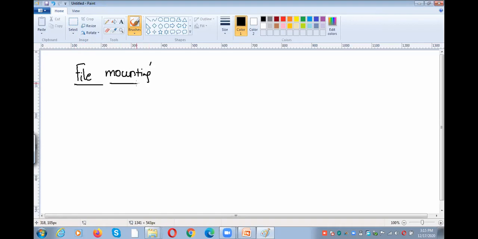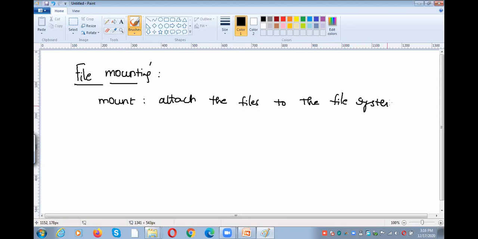And the next topic is file mounting. So what is mounting? Mounting is nothing but attaching files into the file system. Mounting is nothing but attaching the files to the file system. So that is called a mount.